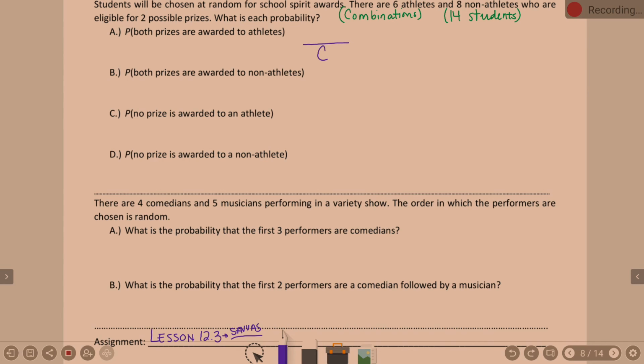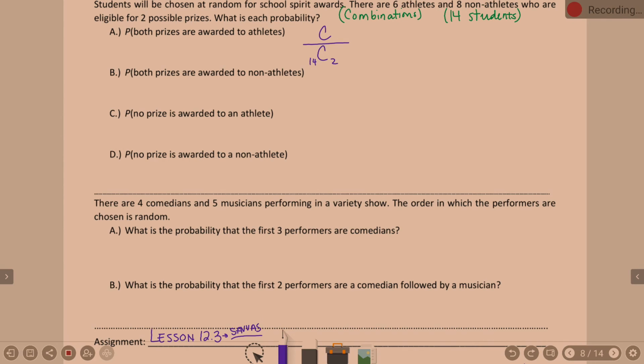Denominator. The denominator includes everybody. Thoughts on the denominator? 14C2. Okay, we're picking from all 14 people for the 2 slots. Are we starting to catch on to this setup? I know it's a little different, but it's doable. So 14C2. Okay. On top, both prizes are awarded to athletes.